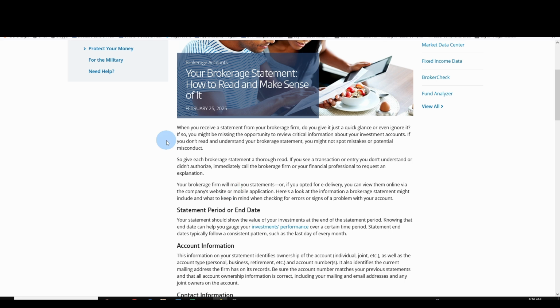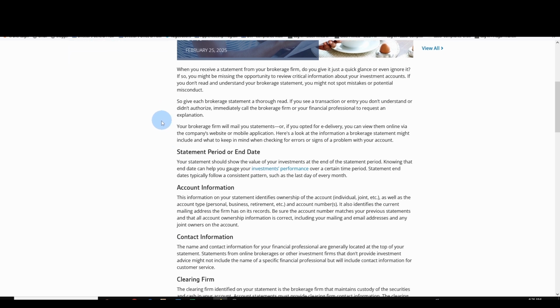When you receive a statement from your brokerage firm, do you give it a quick glance or, like most people, do you just ignore it? If so, you might be missing the opportunity to review critical information about your investment accounts. If you don't read and understand your brokerage statement, you might not spot mistakes or potential misconduct. So give each brokerage statement a thorough read.